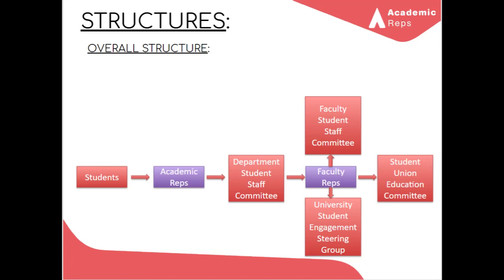In short, students provide ideas to academic reps, who then take those ideas to their department student staff committee, so that's you, and you'll interact with your department staff, getting positive and negative comments back. Those ideas, if relevant, then go to the faculty reps who take those ideas to wider university groups. We'll talk about faculty reps in a minute.